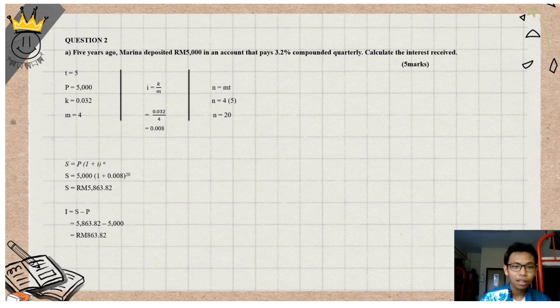S equals P bracket 1 plus I bracket to the power of N. 5,000 times bracket 1 plus 0.008 to the power of 20 gives 5,863.82. Then to get how much interest is compounded, you must subtract P from S: 5,863.82 minus 5,000, which is the original principal value, gives 863.82.